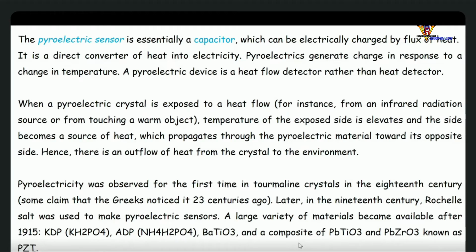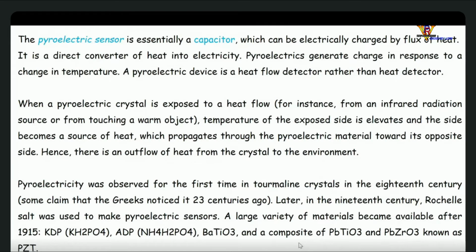Reverse polarization means the polarization may be in the opposite way. So these materials are available with reverse polarization, and they are called ferroelectric crystals. The materials with permanent polarization are known as pyroelectric materials, and using these materials we can design the pyroelectric sensor. But the materials with reversible polarization are known as ferroelectric crystals.